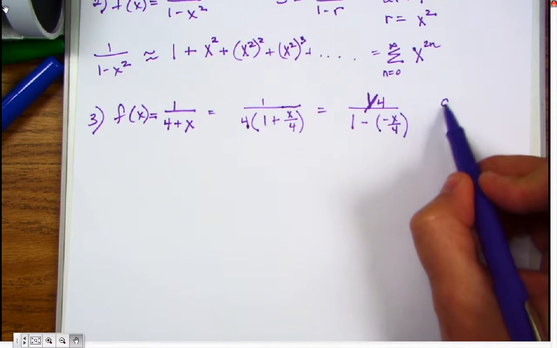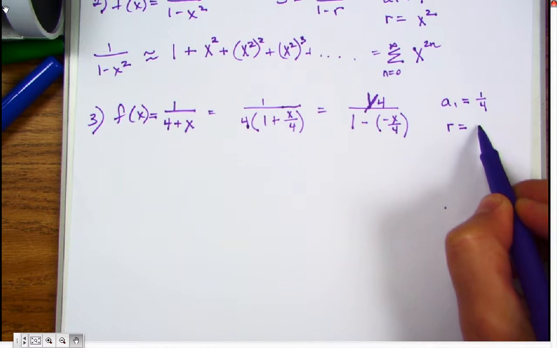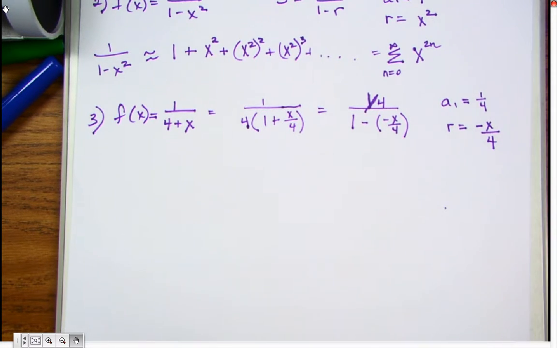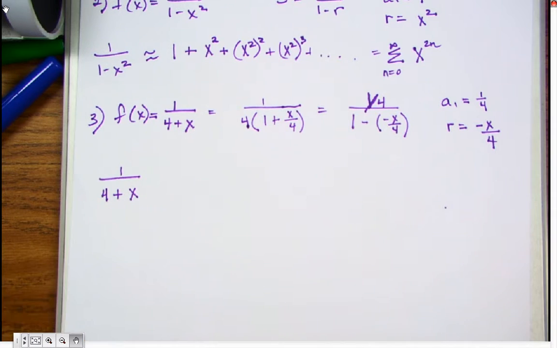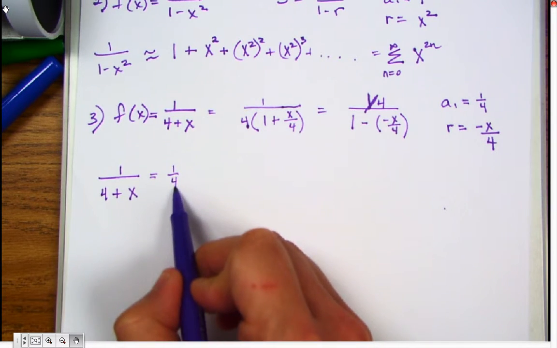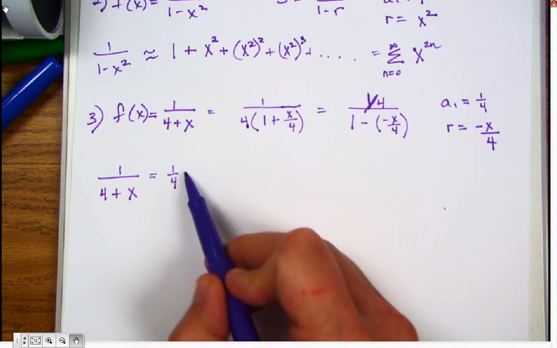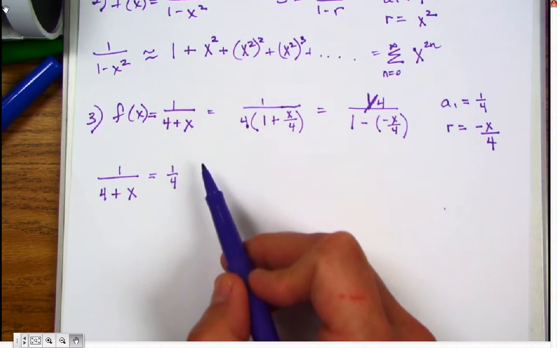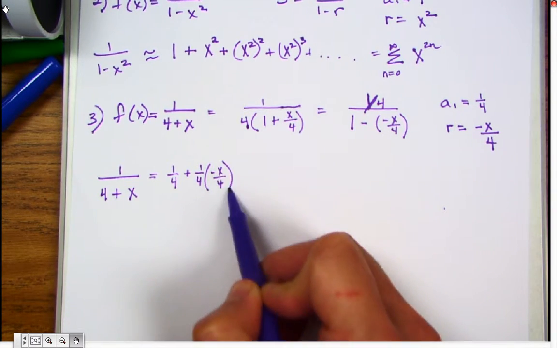Okay, so now what's a sub 1? 1/4. What's r? Negative x over 4. So 1 over 4 plus x. What's the first term? 1/4. And then what am I supposed to do with that 1/4 each time? I'm just supposed to multiply it by the ratio, right?